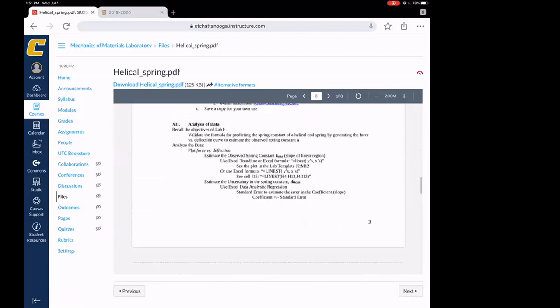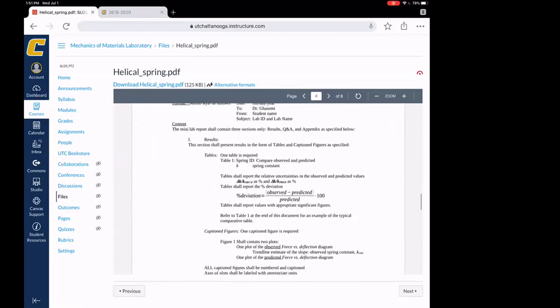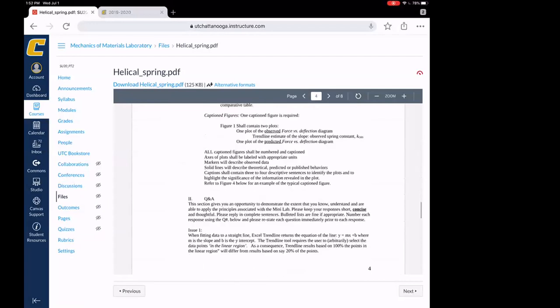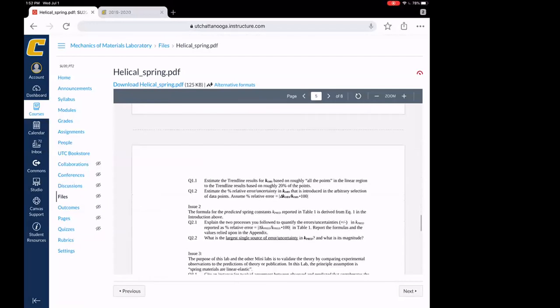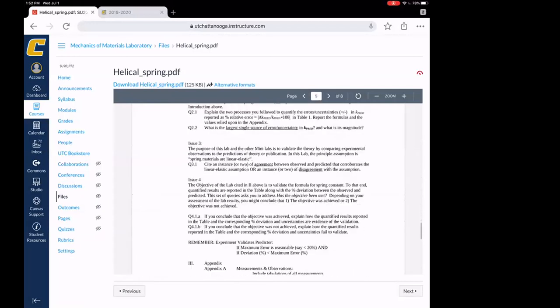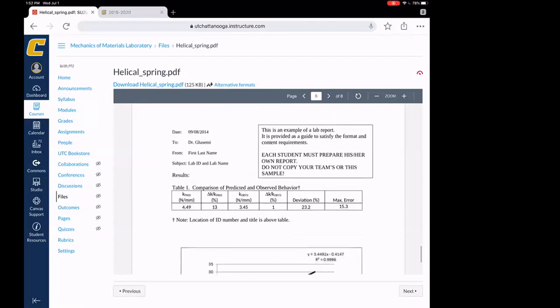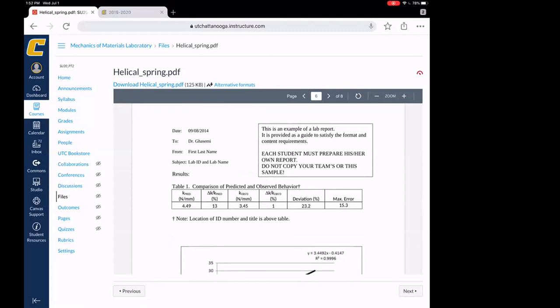Now this part talks about an example calculation. I'm going to talk about this calculation, so you don't need to read that. Now the actual work starts from here. You see table number 1, the first table in the lab report. That is probably the most important part of your lab report.